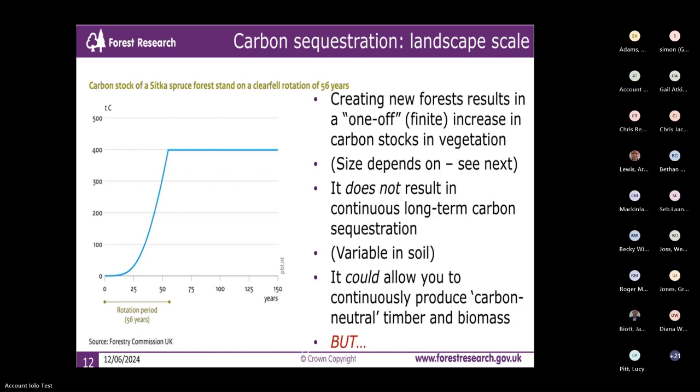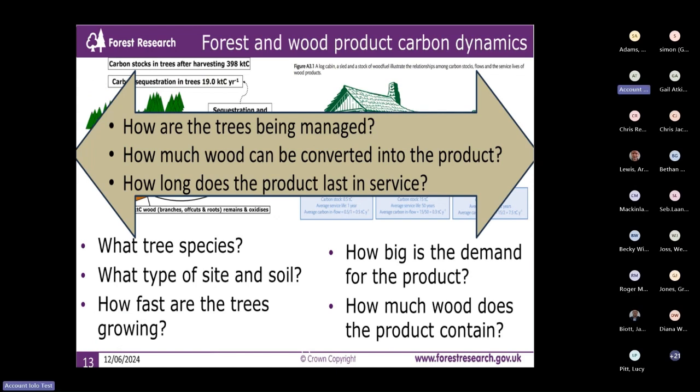But you need to think about what drives, this is where you could have done many animations, never mind. We need to think what drives the carbon stocks and carbon dynamics in wood products as opposed to in forest stands. So over here, under that big arrow, unfortunately, was a forest, a cartoon of a forest.